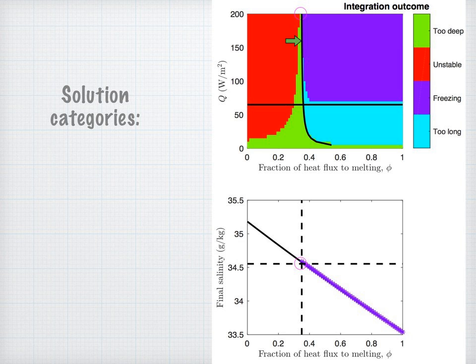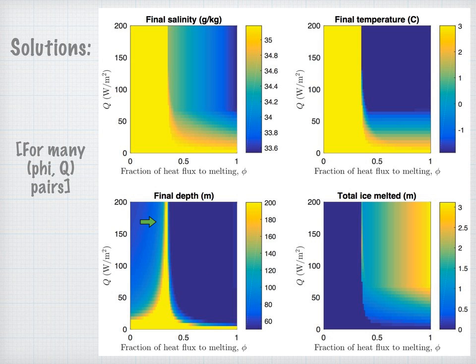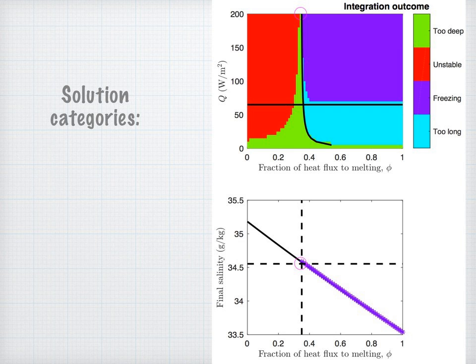Then there's this intermediate region here, this green patch, where the layer gets extremely deep. If you go back to the previous diagram, it's this yellow final depth. Once the layer gets more than 200 meters deep, I just stop the calculation because it becomes unrealistic. This is a case where you almost have zero net buoyancy input, because you're cooling to the atmosphere, but you're also melting some ice and therefore freshening. So the layer does not become unstable, but it gets very, very deep because it continues to entrain as time goes by, and it never gets cold enough to reach freezing.